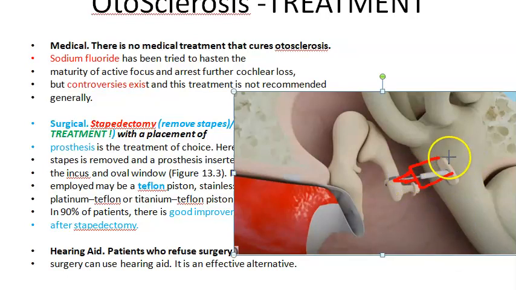Something like this, the stapes was. This is your stapes footplate, right? So they have removed the superstructure of the stapes. In the footplate, they have made a hole and they have kept a prosthesis here. See, like this, which is hanging on to what?